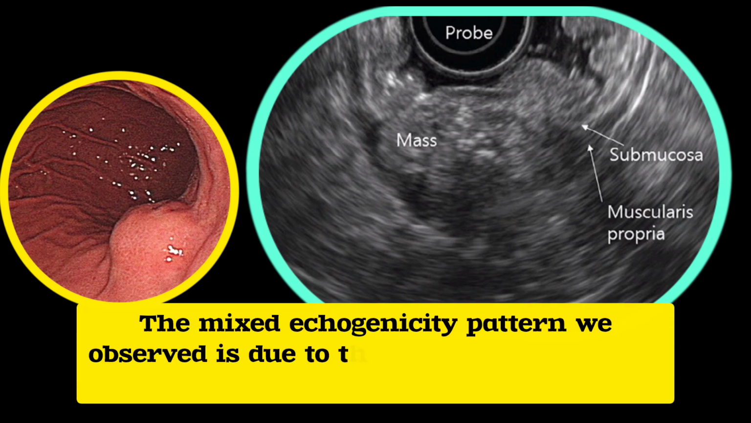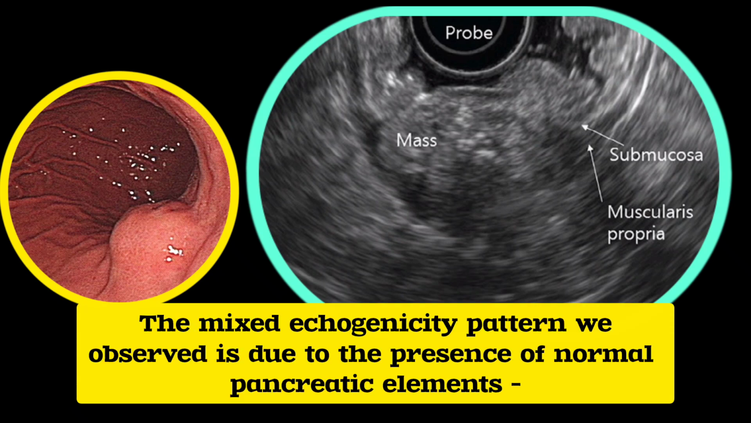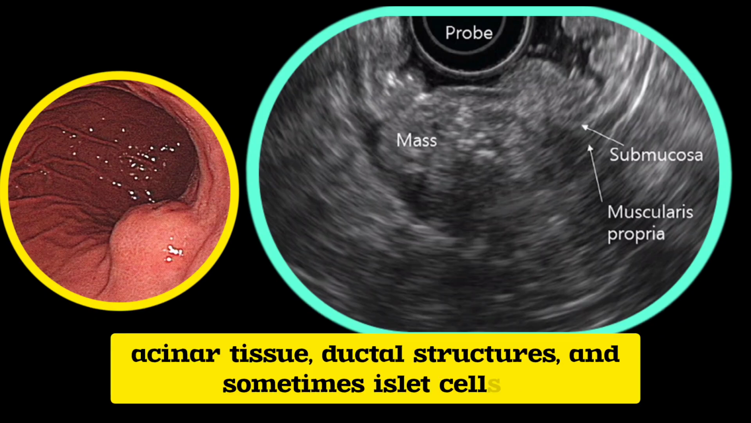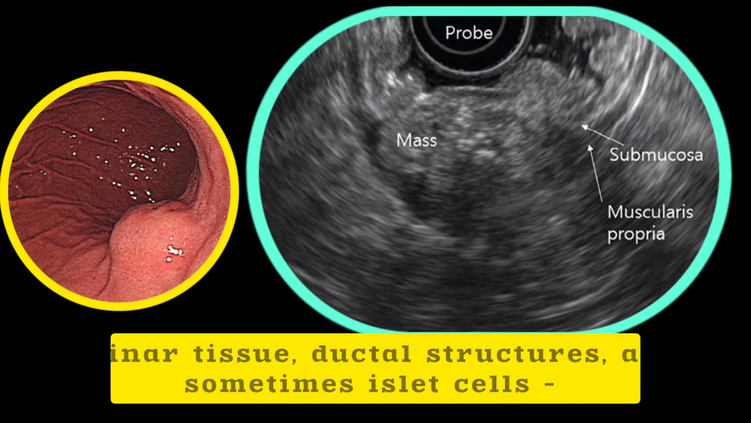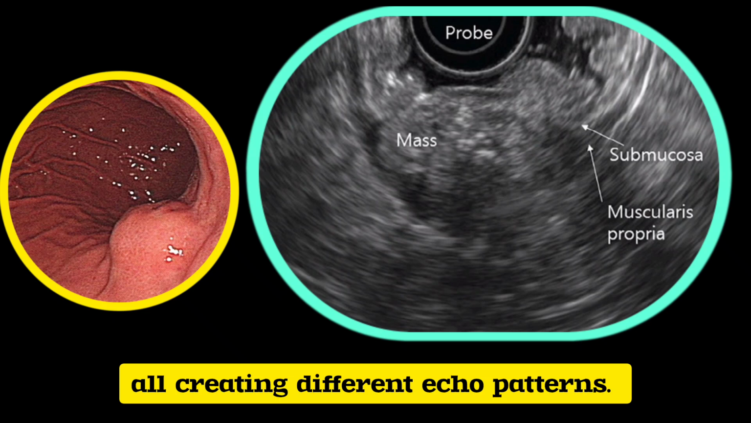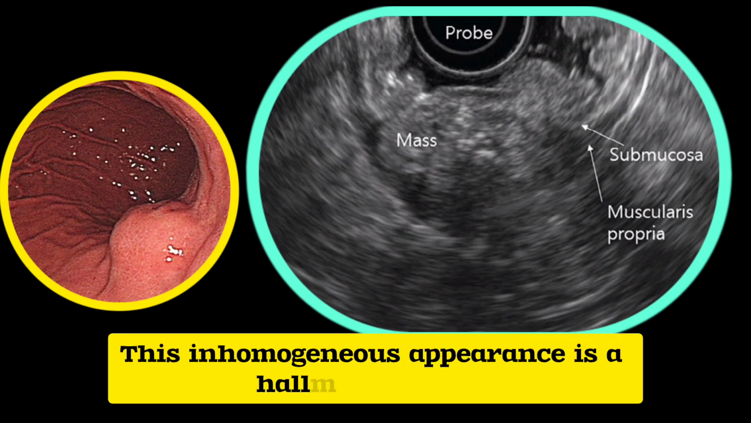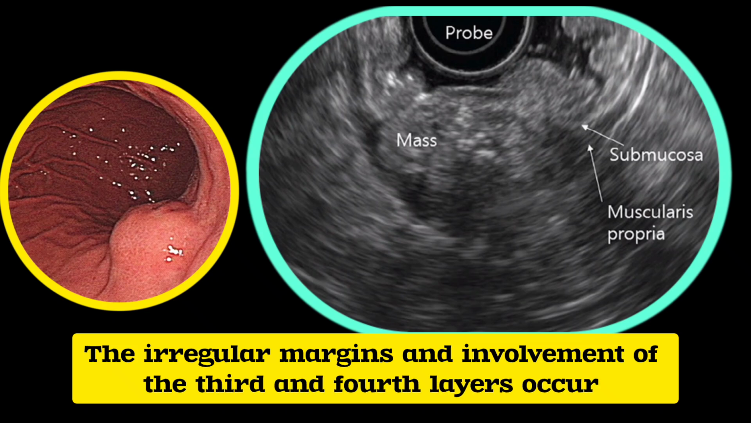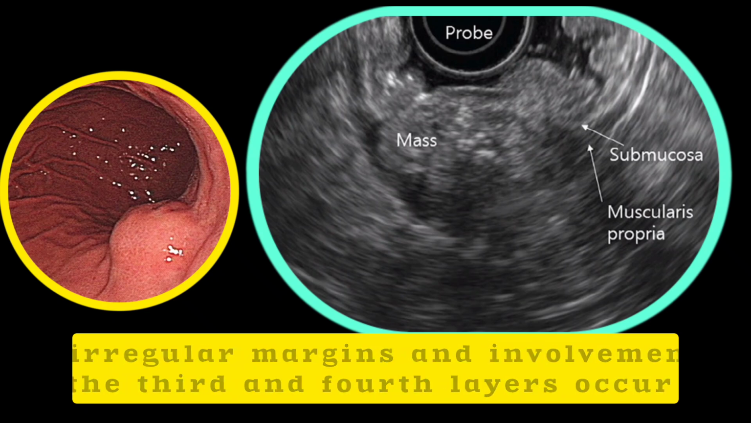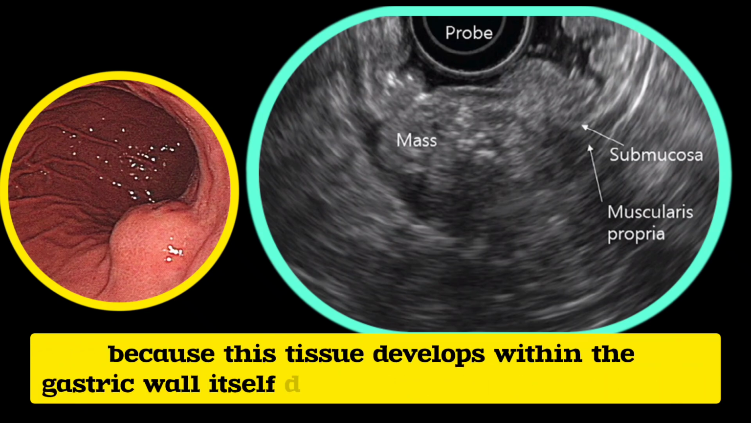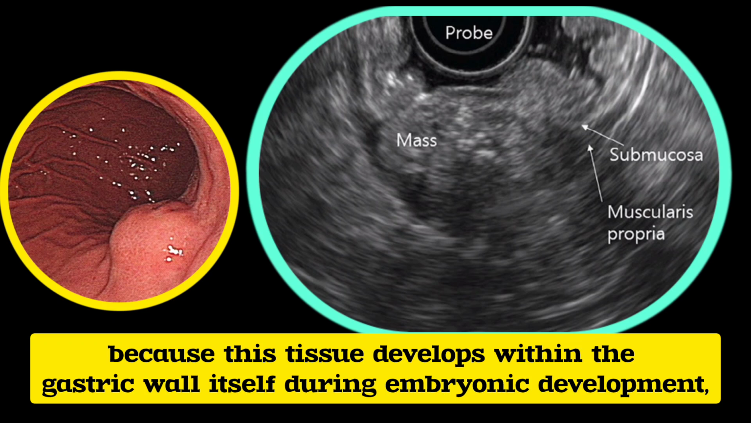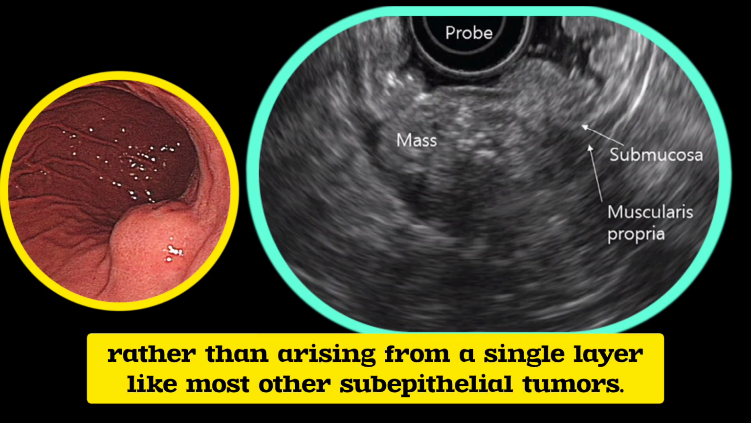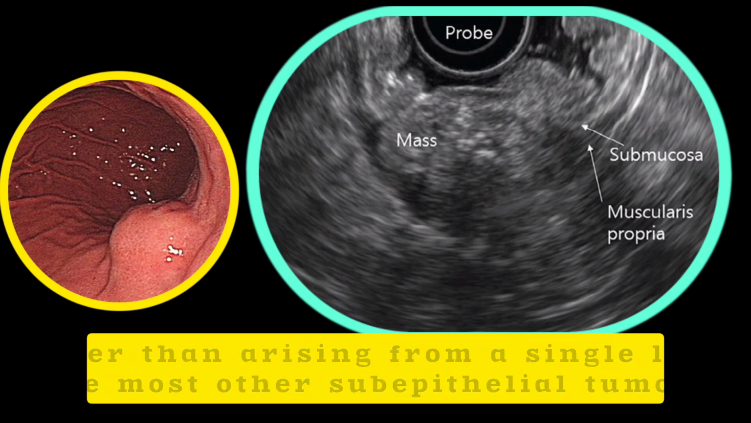The mixed echogenicity pattern we observed is due to the presence of normal pancreatic elements, acinar tissue, ductal structures, and sometimes islet cells, all creating different echo patterns. This inhomogeneous appearance is a hallmark finding. The irregular margins and involvement of the third and fourth layers occur because this tissue develops within the gastric wall itself during embryonic development, rather than arising from a single layer like most other subepithelial tumors.